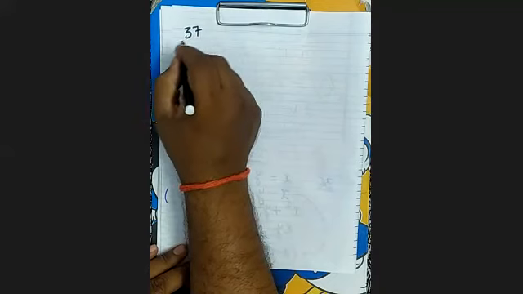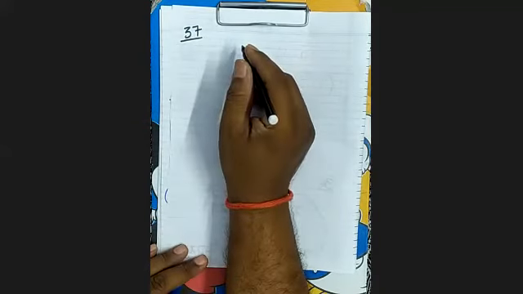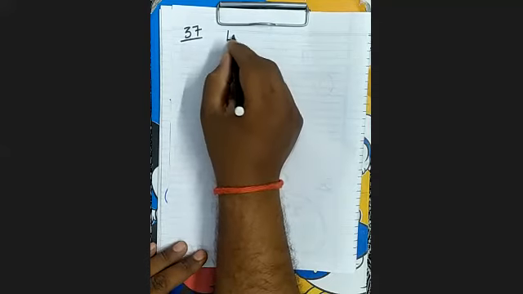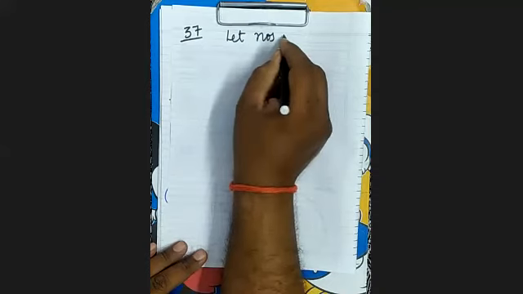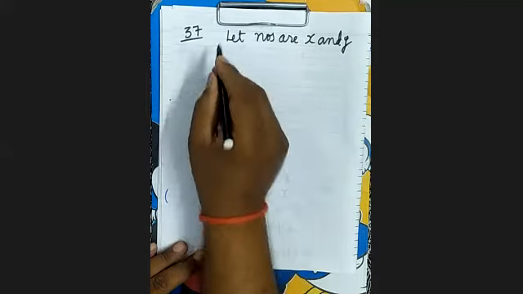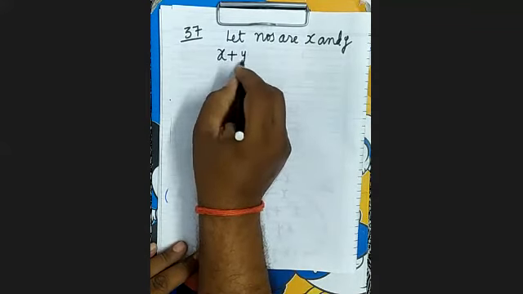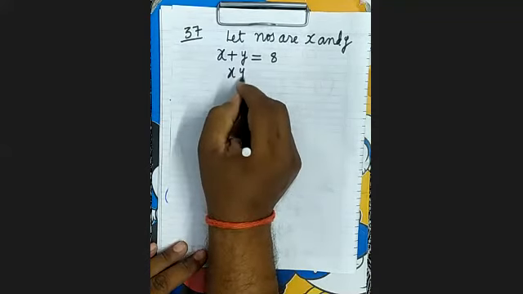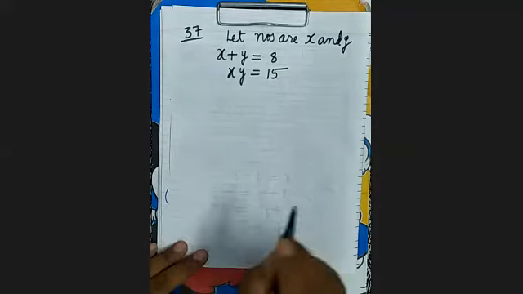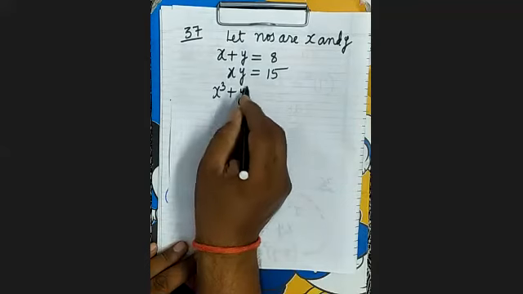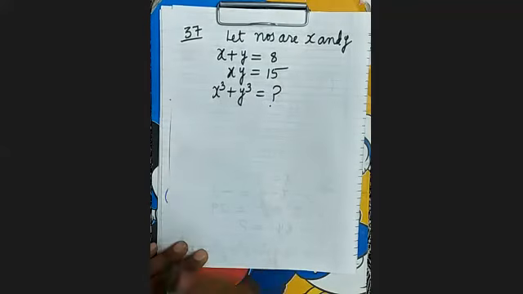Question number 37. The sum and product of two numbers is 8 and 15. So first you assume the numbers are x and y. So what is their sum? x plus y equals 8. And their product xy equals 15. Find the sum of their cubes, that is x cube plus y cube.